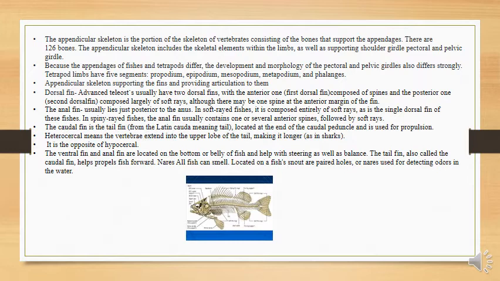The ventral fin and anal fin are located on the bottom or belly of fish and help with steering as well as balance. The tail fin, also called the caudal fin, helps propel fish forward. Nares: all fish can smell. Located on a fish snout are paired holes or nares used for detecting odors in the water.